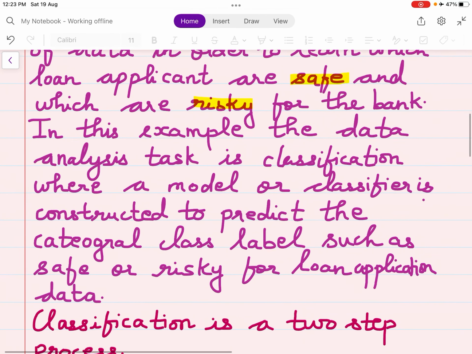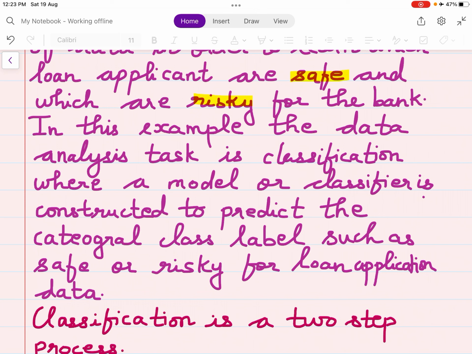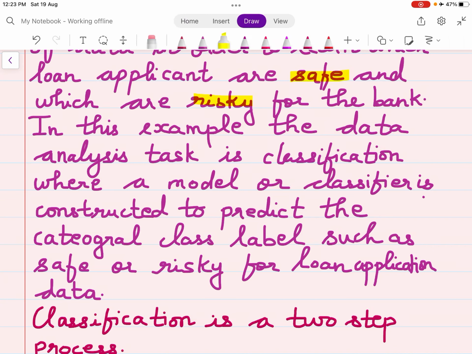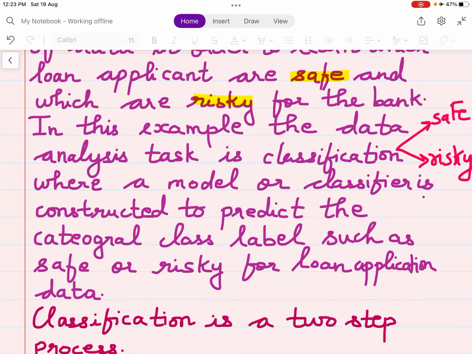In this example, the data analysis task is classification. You are classifying the applicants based on whether the applicant is a safe applicant, who will pay back the money he has taken from the bank as a loan amount, or whether he is risky for the bank. So you are classifying into two categories, that is safe and risky. There are two categories on the basis of which you are classifying the loan applicant. We will be constructing a model or a classifier to predict categorical labels. And what are the labels? Safe or risky for loan application data.